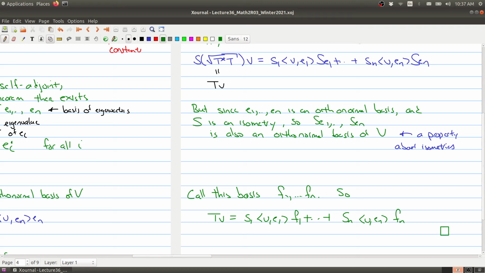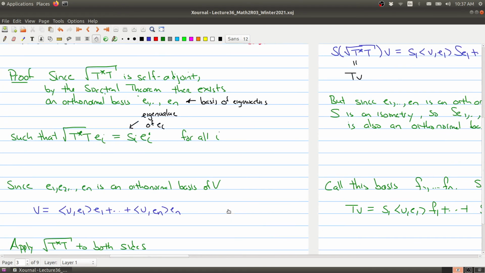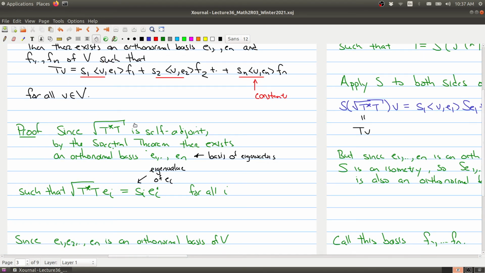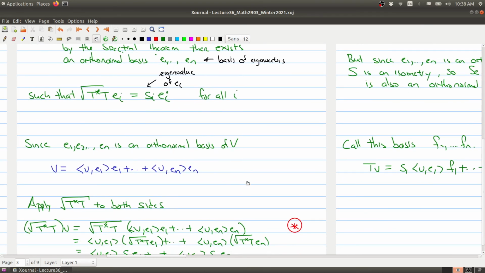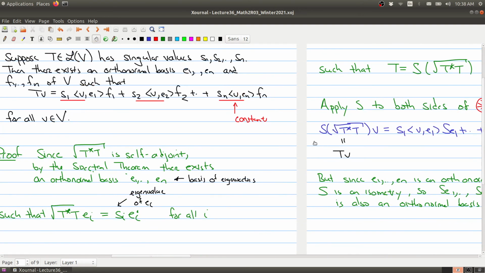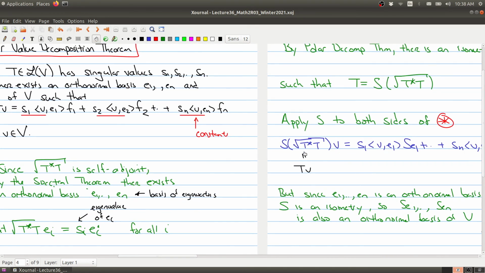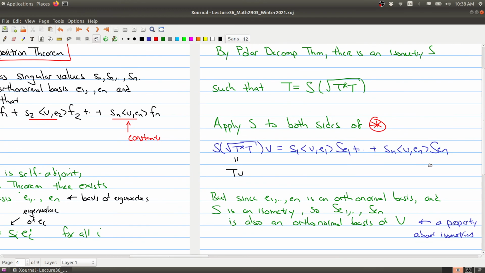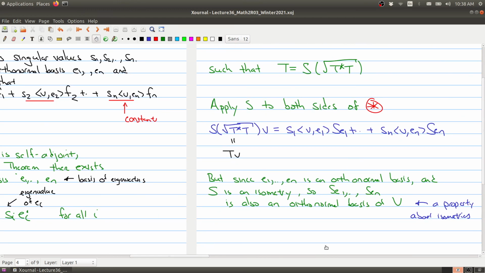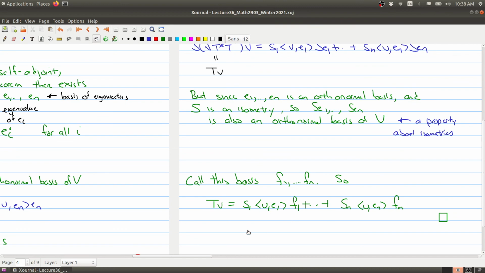So there's a lot of slick stuff going on here. The slick stuff is to first cook up a self-adjoint operator. You get a nice basis, and then you notice that this operator is almost T. I just have to multiply it by the right isometry, and the isometry doesn't destroy my orthonormal basis. It just gives me a different orthonormal basis. And there you go. At the end of the day, you get a different way of writing your map. So we'll do an example using matrices in the next part.